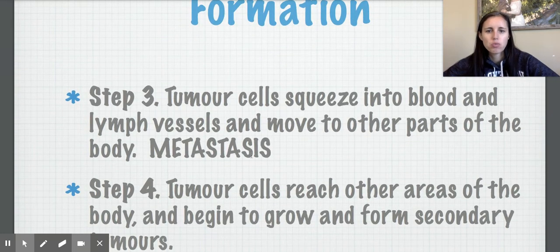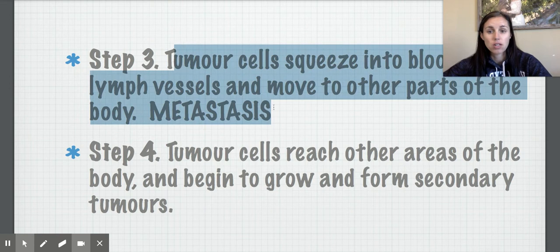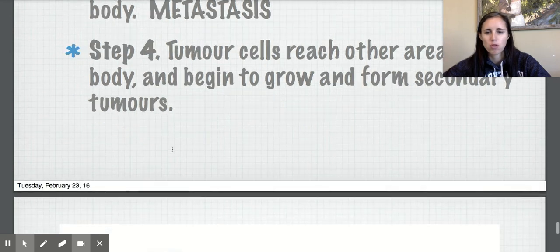Step number 3 in tumor formation, the tumor cells are going to squeeze into those blood vessels and also those lymph nodes, and they're going to move to other parts of the body. That's that metastasis. So step 3, you actually have that tumor. Some little cells are squeezing into the blood and are trying to move to other parts of the body. That's that metastasis. And in step 4, the last step, the tumor cells reach those areas and actually begin to grow secondary tumors. So tumor cells start to try to travel in step 3, but they don't actually form a new tumor in a secondary area that's noticeable until step 4, and this is the last step of tumor formation.